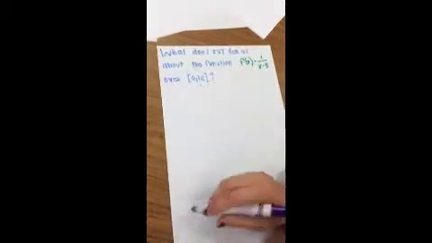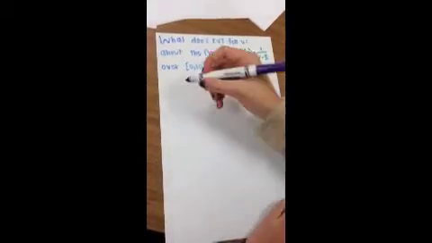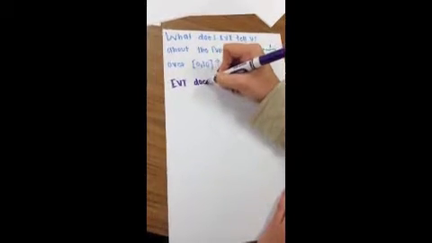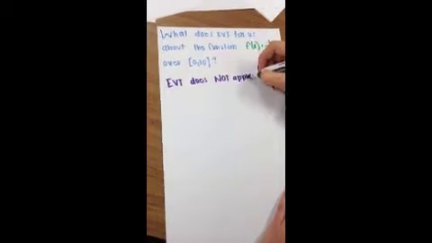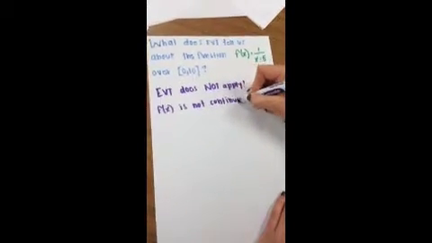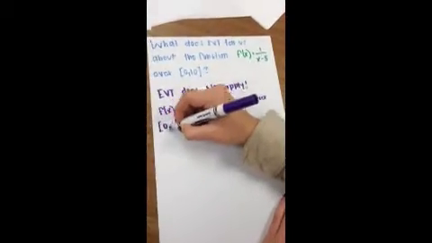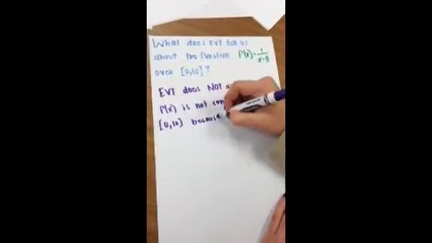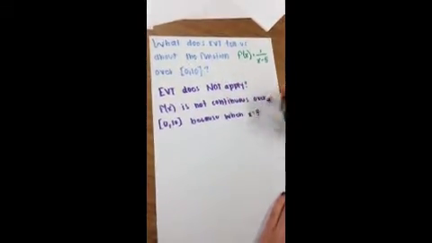Now let's look at another example. If we have the function f of x is 1 over x minus 5, what does EVT tell us? EVT does not apply. f of x is not continuous over the closed interval 0 to 10, because when x equals 5, the function is undefined.